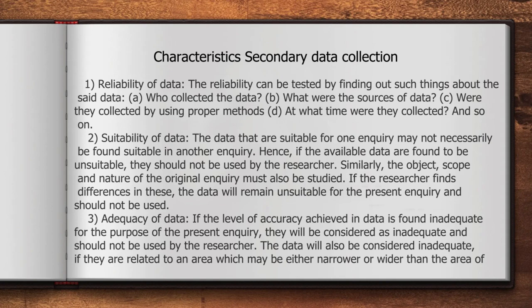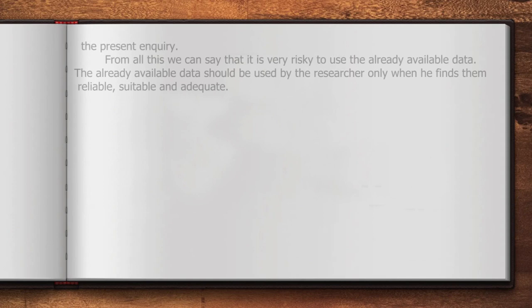Lastly, we have adequacy of data. If the level of accuracy achieved in data is found inadequate for the purpose of the present inquiry, they will be considered as inadequate and should not be used by the researcher. The data will also be considered inadequate if they are related to an area which may be either narrower or wider than the area of the present inquiry. From all this, we can say that it is very risky to use the already available data. The already available data should be used by the researcher only when he finds them reliable, suitable, and adequate.